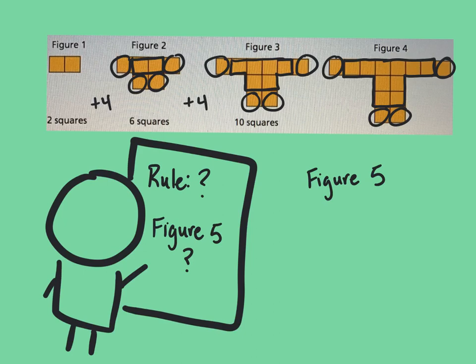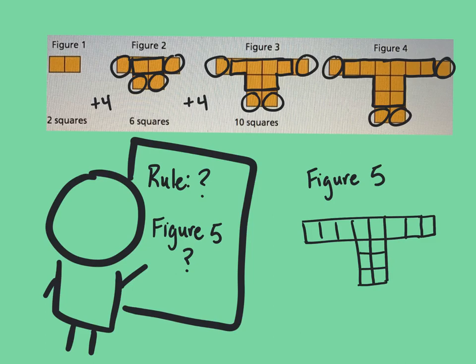Well, what would figure 5 look like? I think I just need to replicate figure 4 and then add on 4 more squares. All right, so I've replicated what figure 4 was, so now I just need to add on a square to each of the ends on the top and then 2 squares on the bottom. That's what figure 5 would look like.